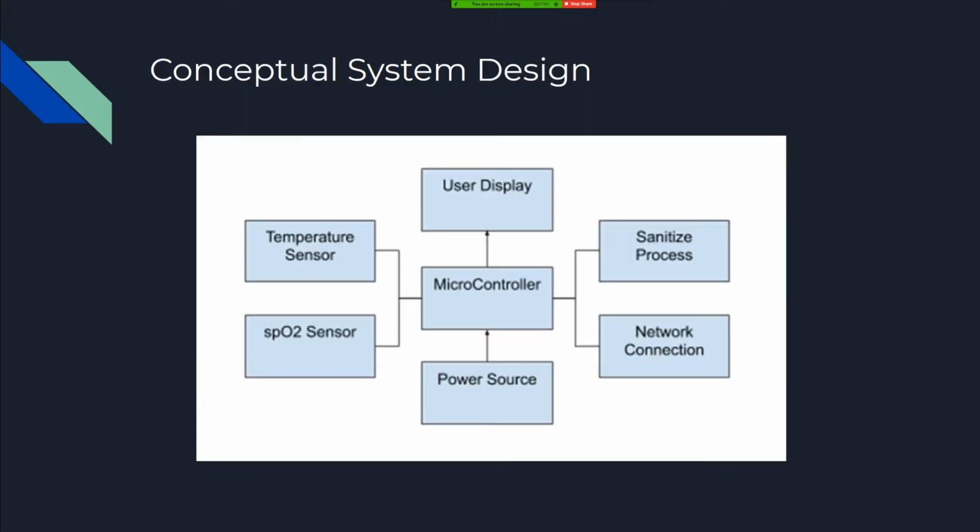This is the conceptual system design. The microcontroller receives power from the power supply. It is then connected to all the other components. The sensors, such as the temperature and SpO2, will provide input towards the microcontroller, which will then calculate the user's measurements. It will then display the measurements to the user via the user display component and send a signal to the sanitize process to disinfect the SpO2 sensor. Finally, the microcontroller will also be communicating back and forth with the network connection component.